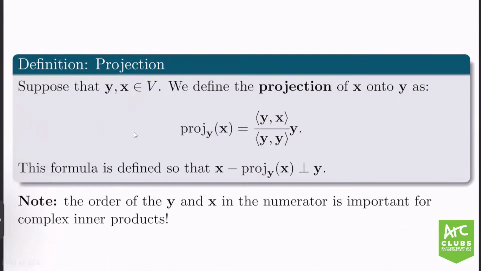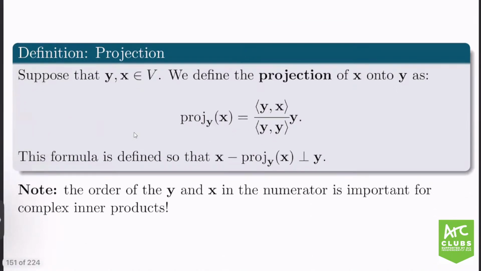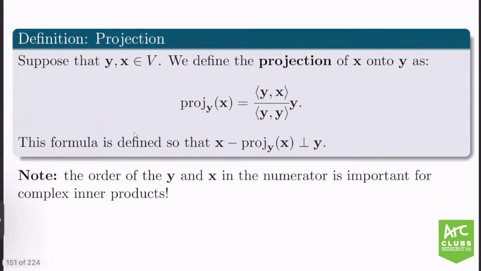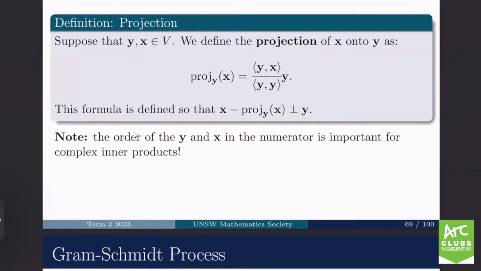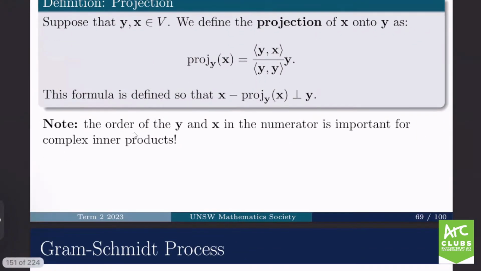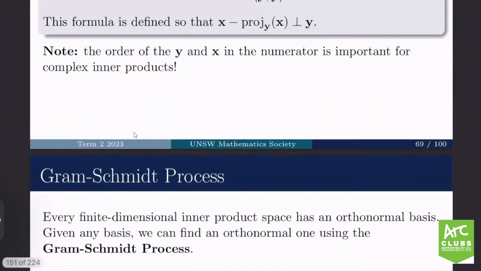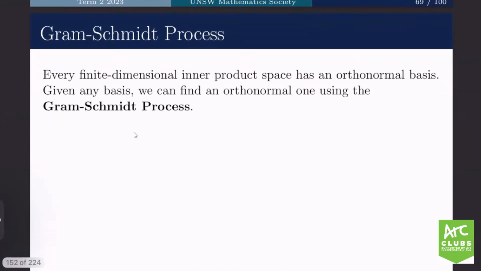So now we introduce the idea of a projection. The projection of x onto y is given by this formula, this expression. Now, keep in mind that x minus the projection of x onto y is orthogonal to y. And that's very useful for us when we go into the Gram-Schmidt process.